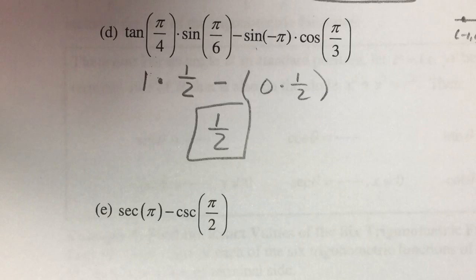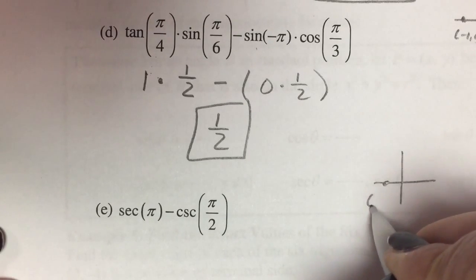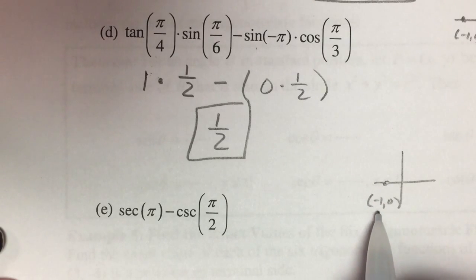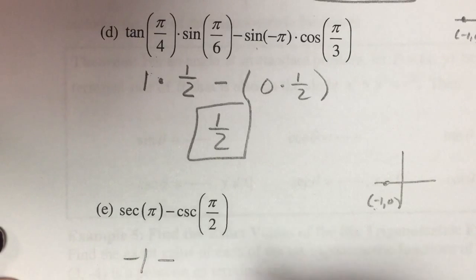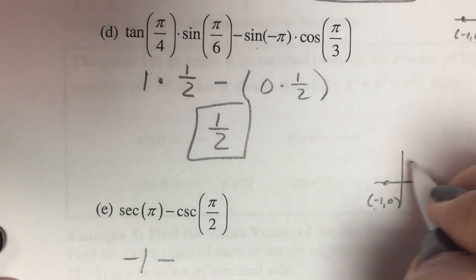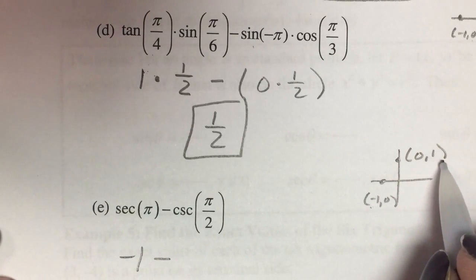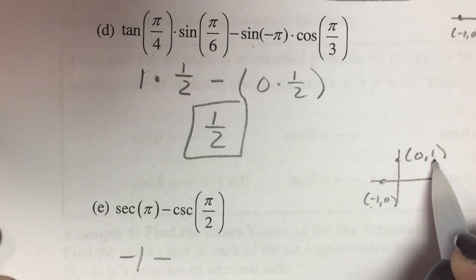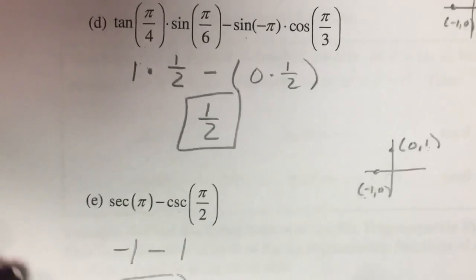Okay, well, I want the secant of pi. So again, here's pi. That point is at -1, 0. The secant is the reciprocal of the cosine, and the x is the cosine. So the reciprocal of -1 is going to be -1, minus, I want the cosecant of pi halves. Well, there's pi halves. And the cosecant is the reciprocal of the sine, so it would be the reciprocal of 1, which is just 1. So that's going to give me -2.